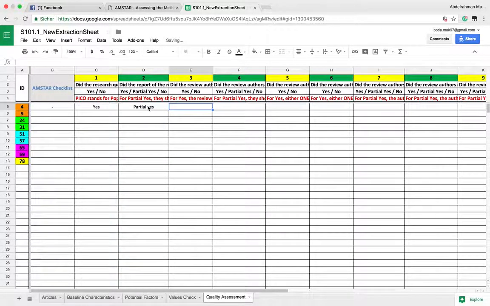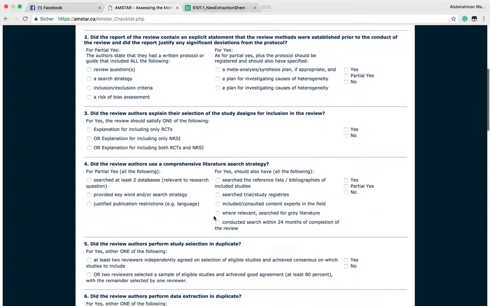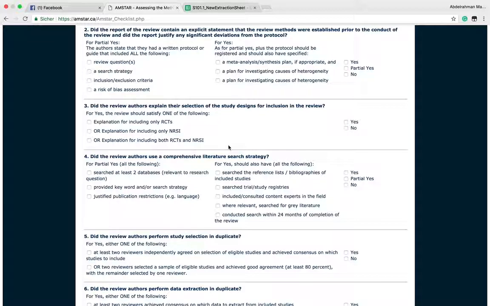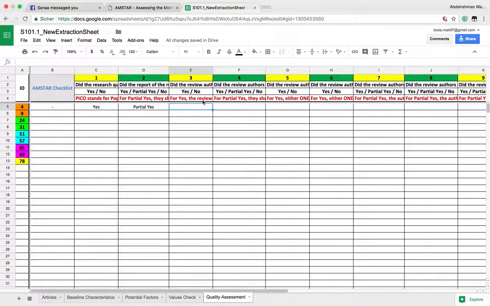Number 3. I like it to be capital. Okay, number 3. What do we have here? Did the review authors explain their selection of the study design for inclusion in the review? Yes, they said that it was only RCT. So we write yes.